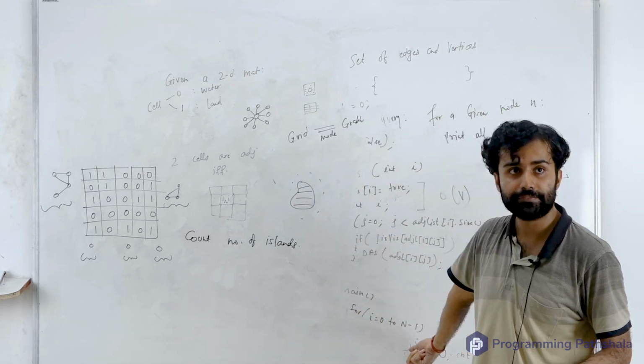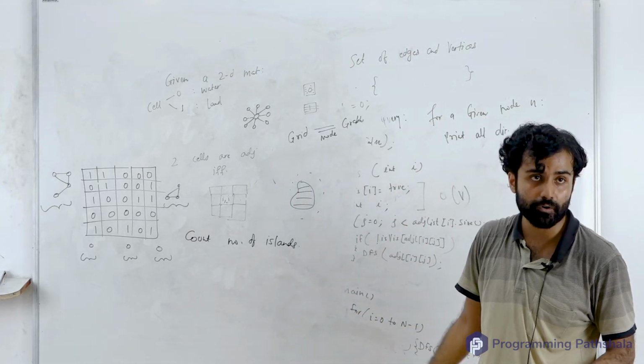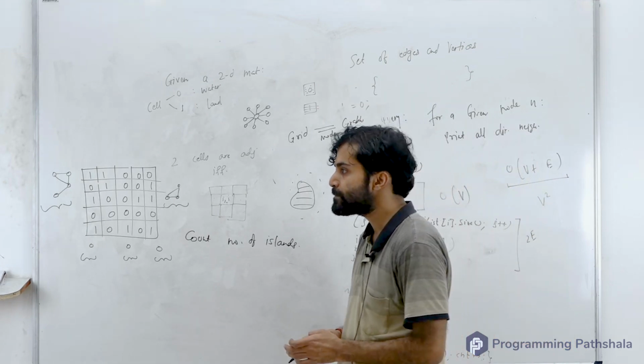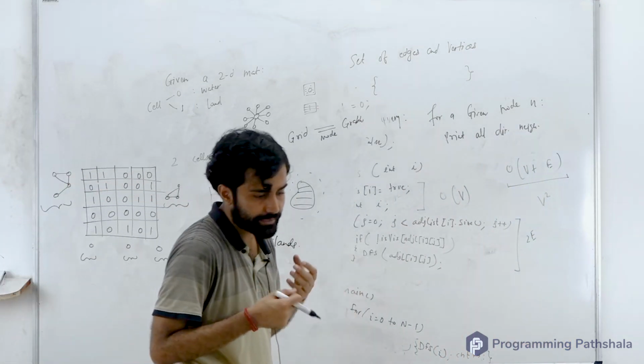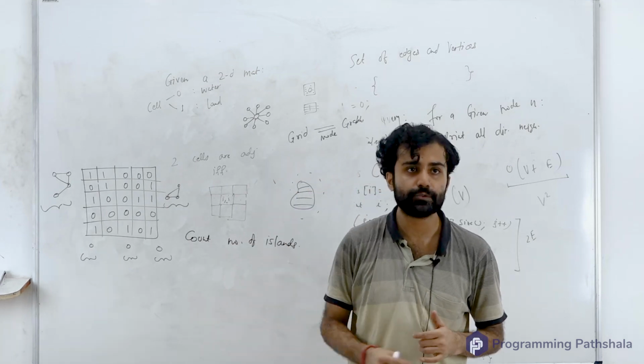I would just call DFS from the main function and count how many times I have called it, and my job would get done, right? But here, what do I do? Tell me one thing: do you really need an adjacency list over here?